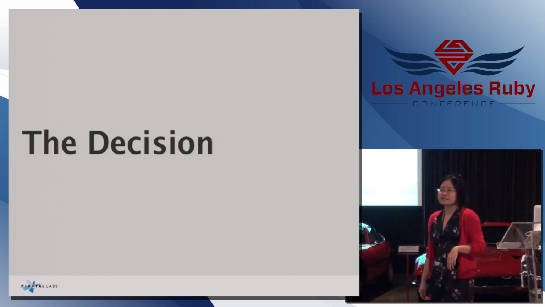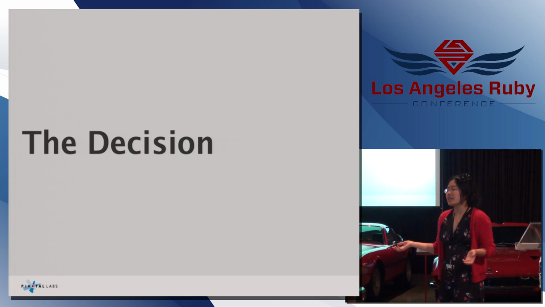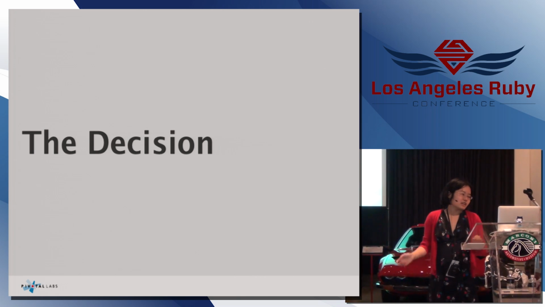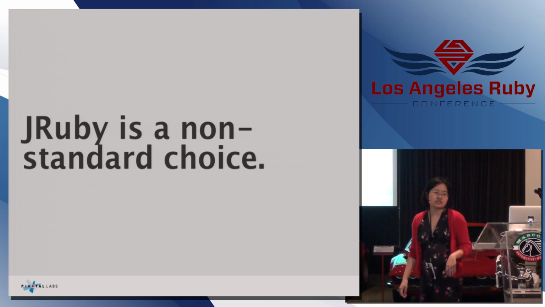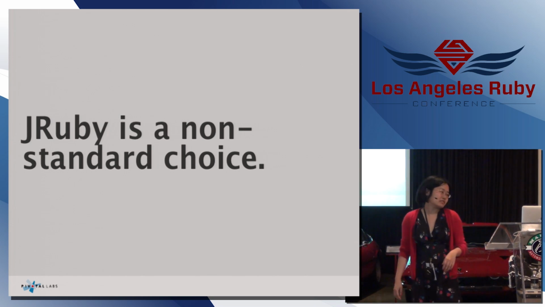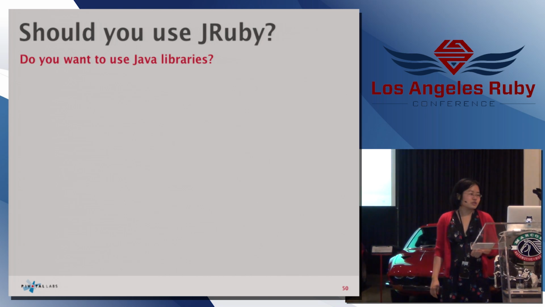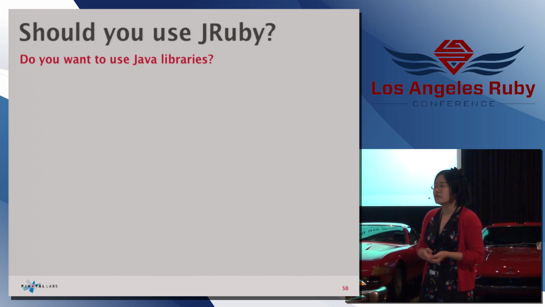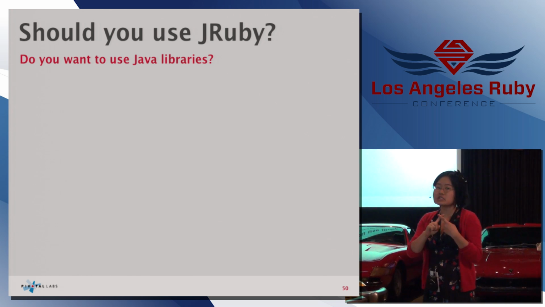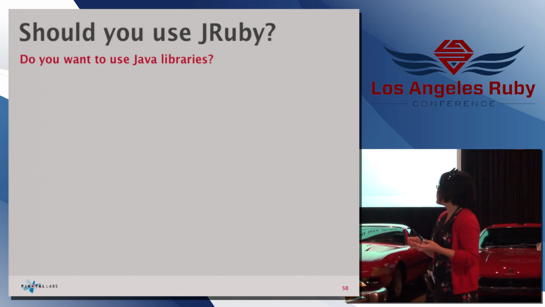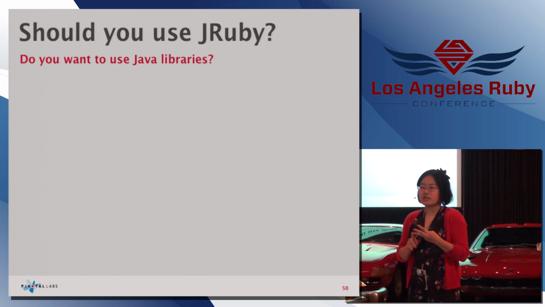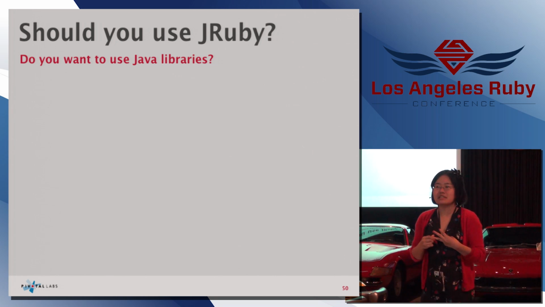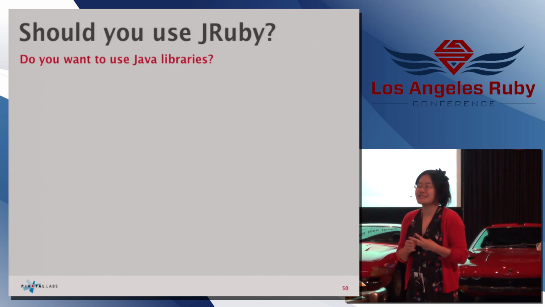So the decision. After I've told you all about JRuby, how can you decide whether you want to use JRuby? Well, the long and the short is JRuby is a non-standard choice, and that comes with its downsides. So should you use JRuby? Do you want to use Java libraries? Is the problem that you're trying to solve in a domain where there are extensive Java libraries? Do you want to interface with enterprise Java code? Do you want to work in a domain where the Java alternatives are much faster than the C extensions? Like, for instance, do you want to parse XML?